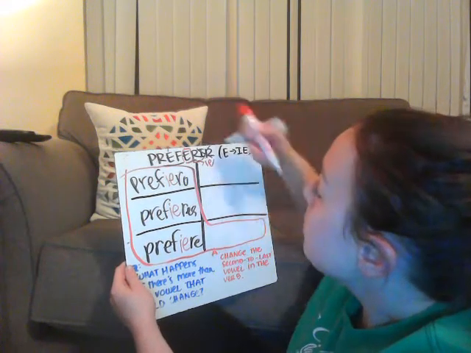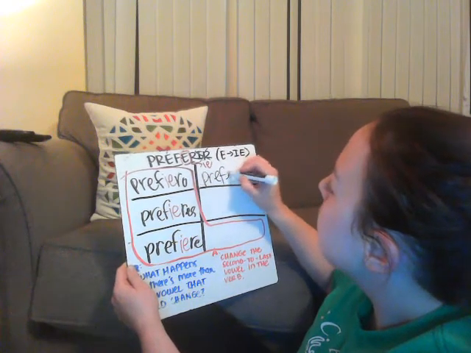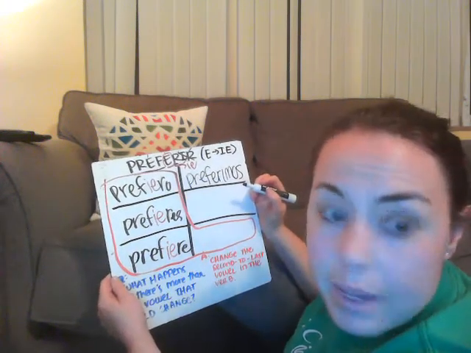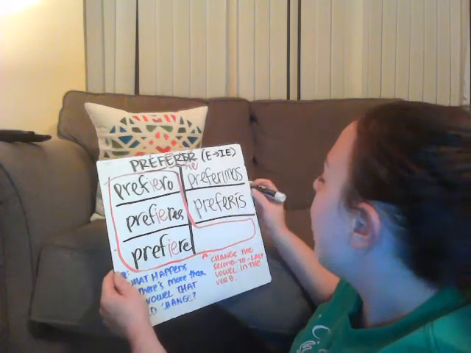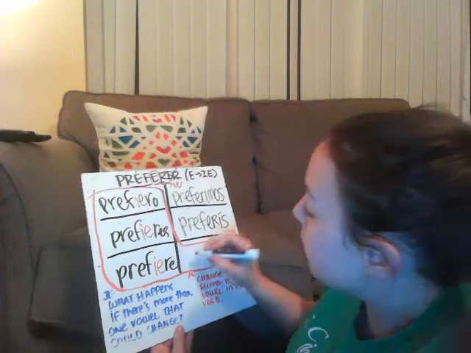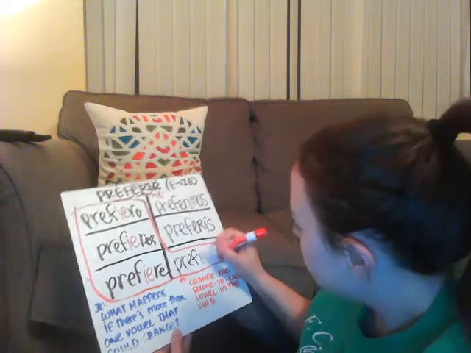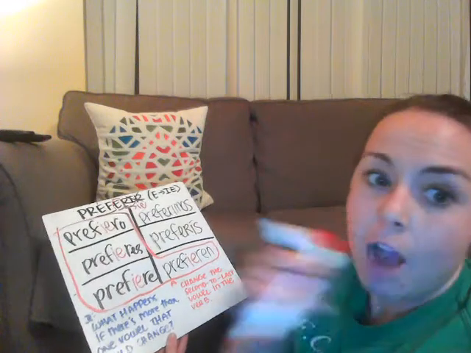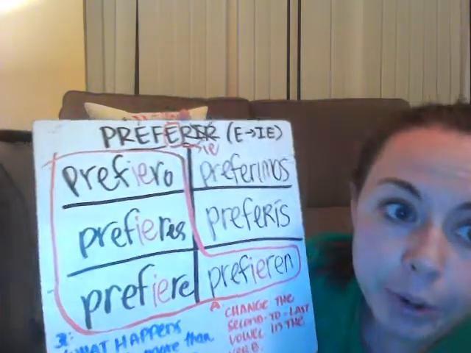Okay, the nosotros form, I'm outside the boot now, so it's going to be preferimos, P-R-E-F-E-R-I-M-O-S. Okay, the vosotros form is preferís, P-R-E-F-E-R-Í-S. Again, no change to the stem there because I'm outside the boot. And then here I'm back inside the boot, so it's going to be P-R-E-F and then I-E-R-E-N for prefieren.